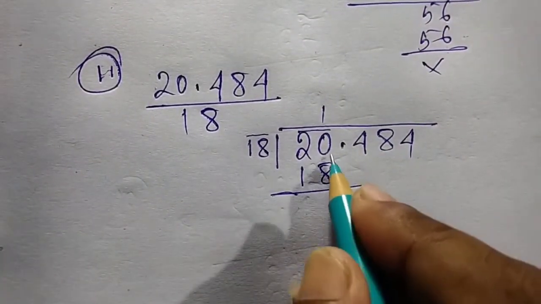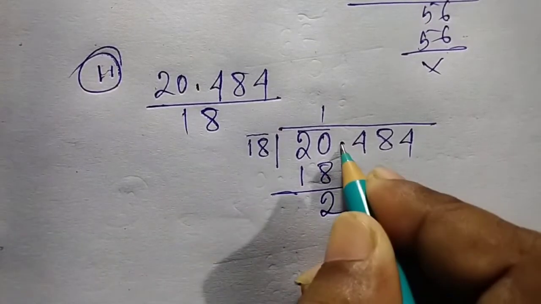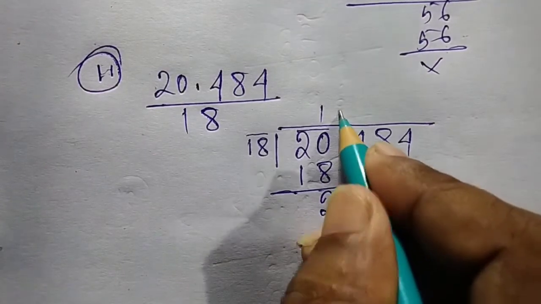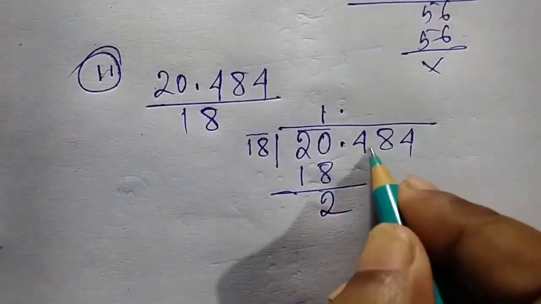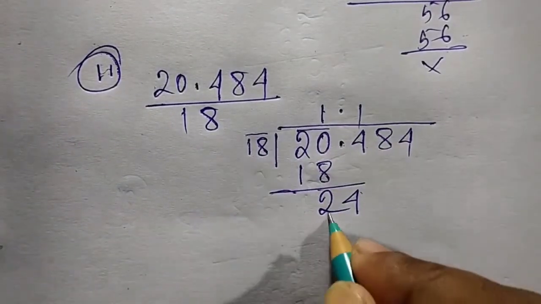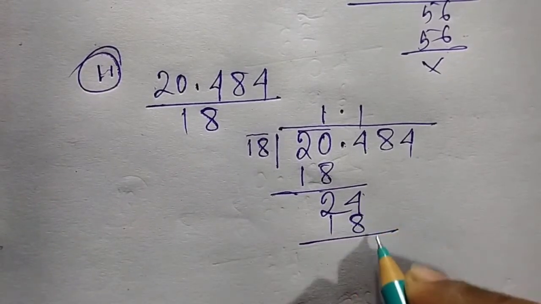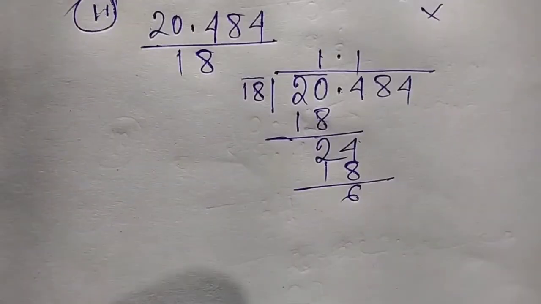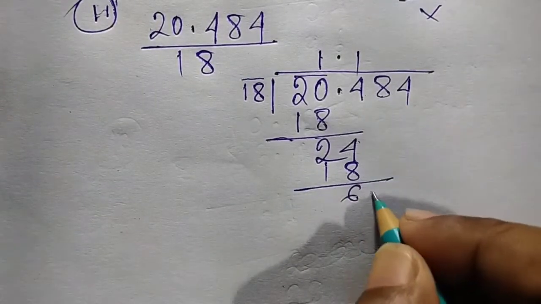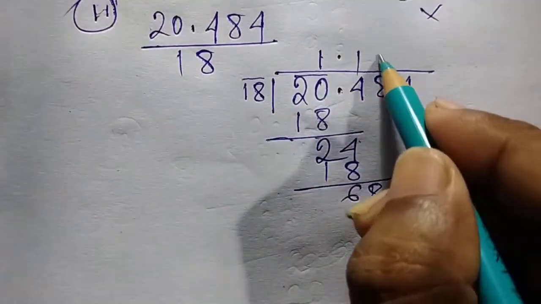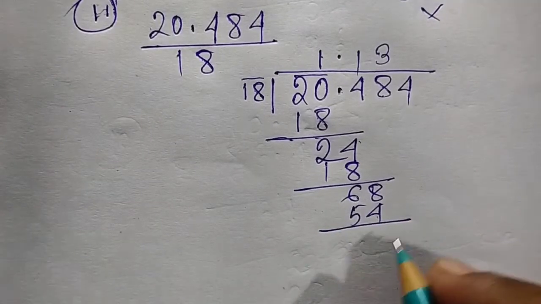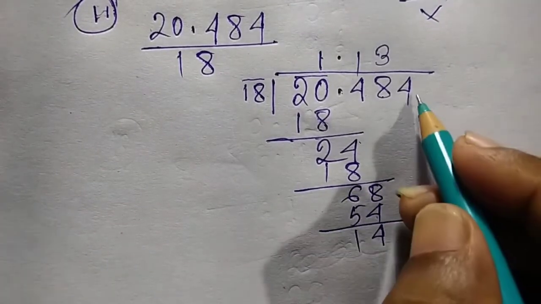Now subtract. Then we will get 2. Now here is 1 digit, so we have to bring down another digit. Just remove the point from here and put it here. So write 4 here. So 24, 18. Again 18 ones are 18. Now subtract. We will get 6. And this is a single digit, so we have to bring down another digit, 8. So now 3 18s are 54. Again subtract, then we will get 14. Here is 4.